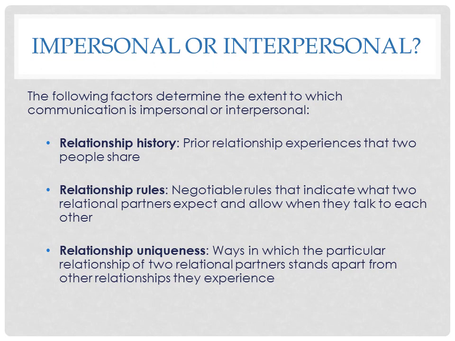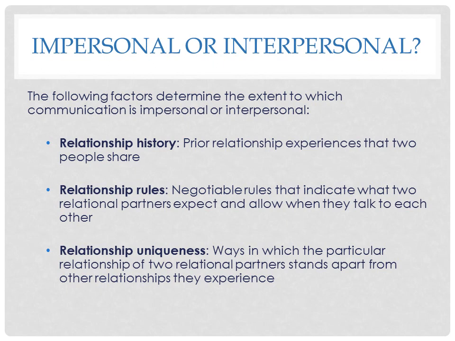Relationship rules. These are the negotiable rules that indicate what two relational partners expect and allow when they talk to each other. So the rules that exist between a boss and an employee, no matter how many years they work together, are going to be a lot different than the rules that exist between you and your best friend.